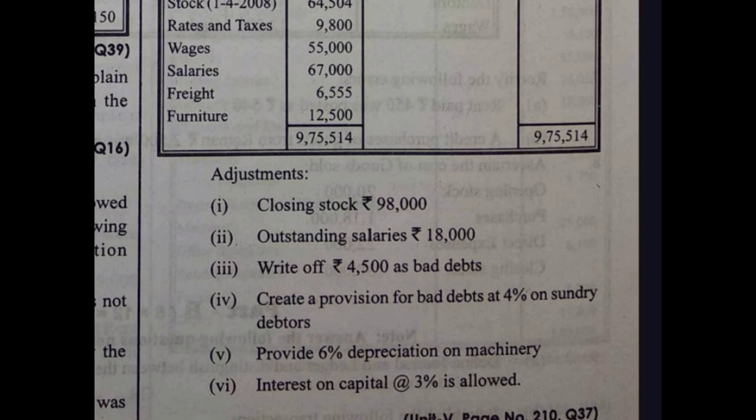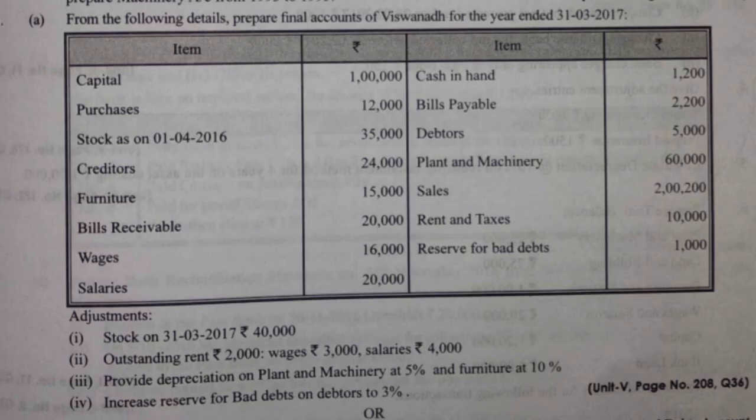If the balance sheet is tallied, it means your answer is correct, or else you have made a mistake. Whatever tips and tricks I have said in this video, that is enough. Overall, for whatever questions I'm showing on the screen, you need to be perfect with that. Here they have given closing stock, outstanding rent, depreciation, and next, increase in reserve for bad debts.